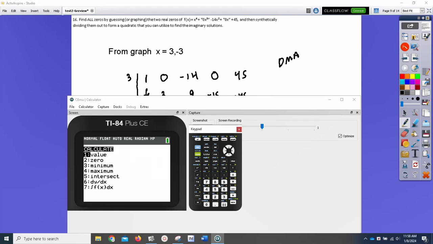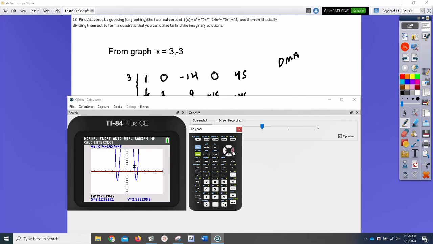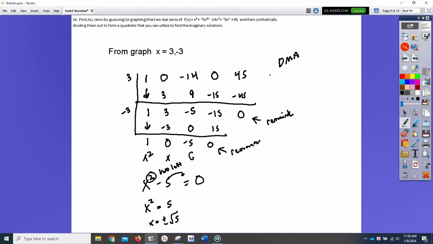Second trace 5 for intersect. And remember those funny zeros I didn't use? See, I don't want those decimal answers. But had I picked one of these things, there she is, 2.236. Now, if you happen to know that that's square root of 5, awesome. I don't expect anybody does.